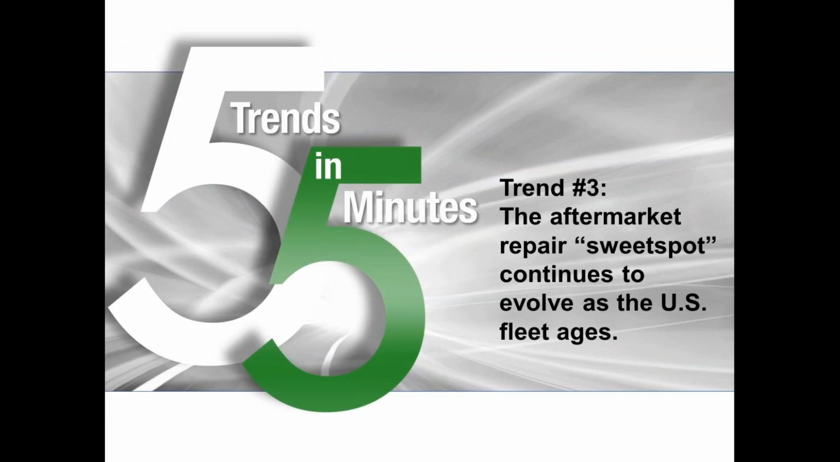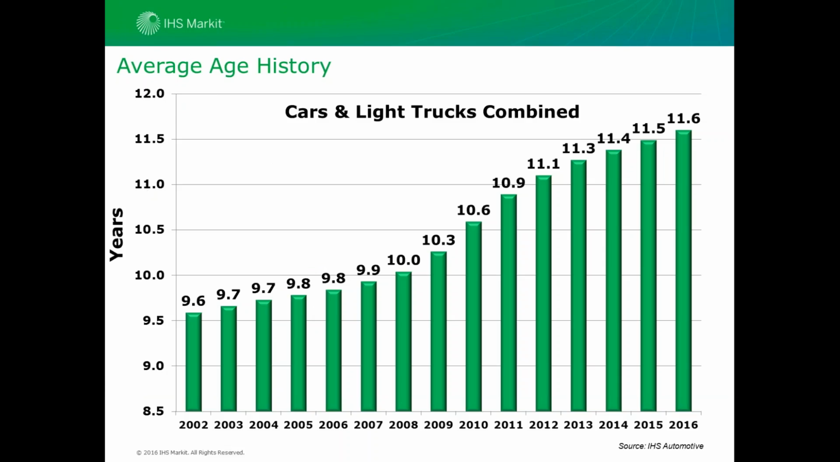The aftermarket repair sweet spot is continuing to evolve as the U.S. vehicle fleet ages. Now, average age of the vehicle has increased for as long as anybody's been tracking it. Quality of that vehicle continues to improve. Vehicles are lasting longer. All of this is driving average age up. But we're seeing some really interesting things happening with average age and how that is impacting the overall fleet. And I want to share that with you. You can see the average age history over time, 2002 out to today in 2016. And as you can see today, we're at about 11.6, up a little bit from last year.